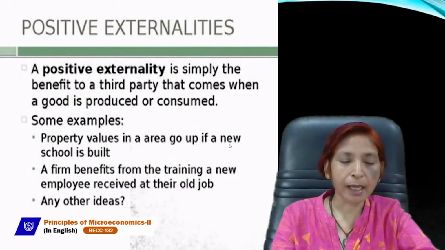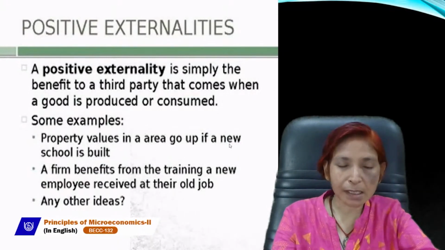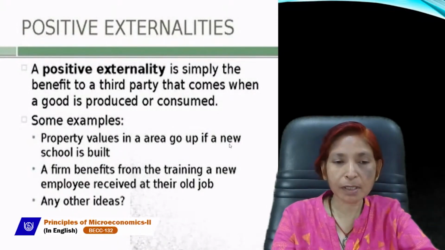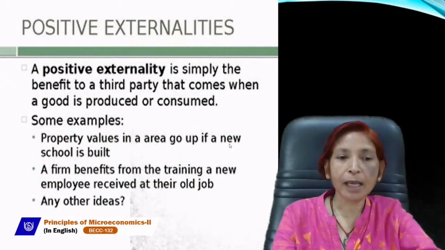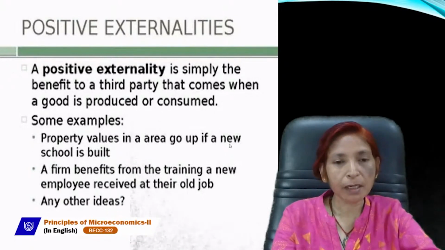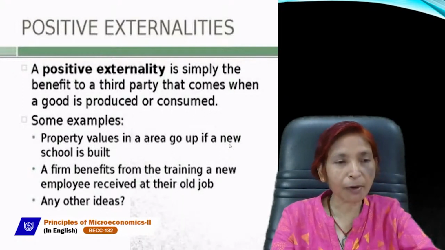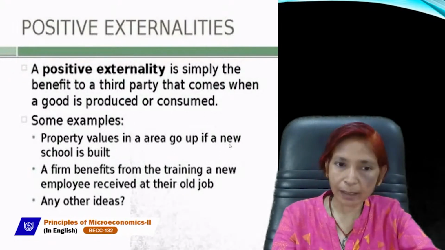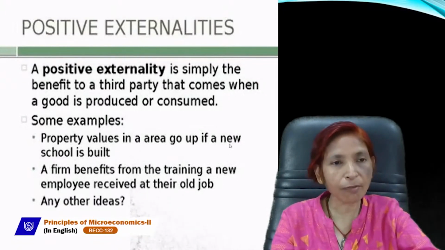If a person plants more trees, or if a person increases flowers in their courtyard, then the atmosphere will be pleasant and everybody will take advantage from their gardening. This type of externality is called positive externality. We can explain this positive externality with the help of an example and diagram.